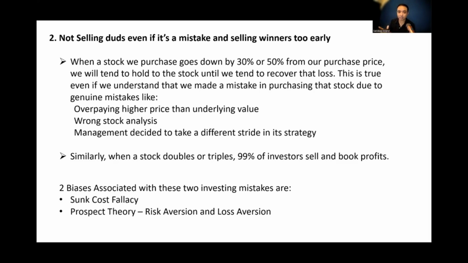What biases cause this? There are two biases associated with this. One is sunk cost fallacy. You have heard this term. Second is prospect theory, a very famous behavioral bias with risk aversion and loss aversion. There are two principles associated with prospect theory. Now, let's get into this.